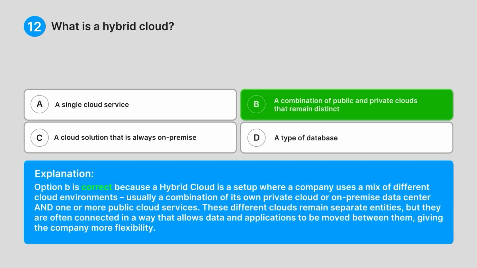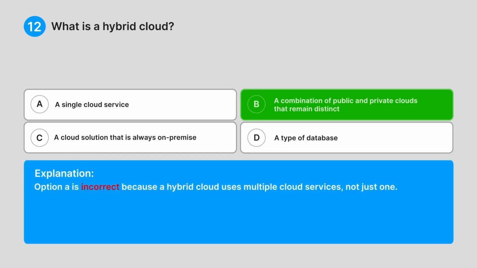Explanation. Option B is correct because a hybrid cloud is a setup where a company uses a mix of different cloud environments, usually a combination of its own private cloud or on-premise data center and one or more public cloud services. These different clouds remain separate entities, but they are often connected in a way that allows data and applications to be moved between them, giving the company more flexibility.